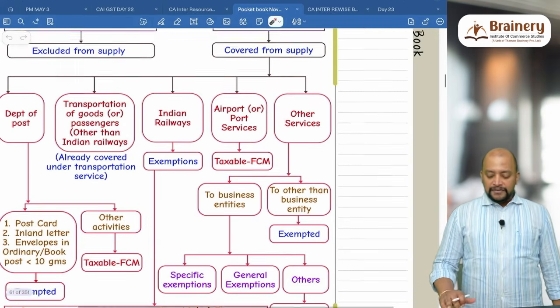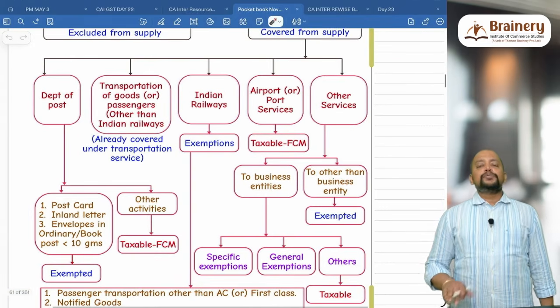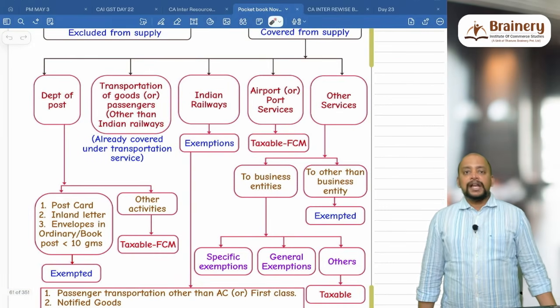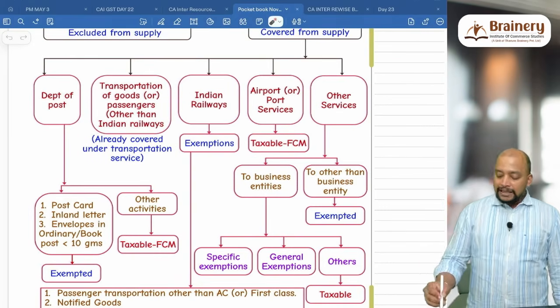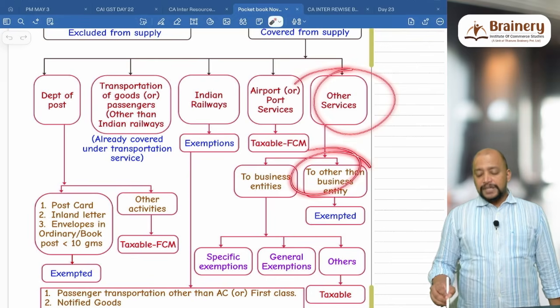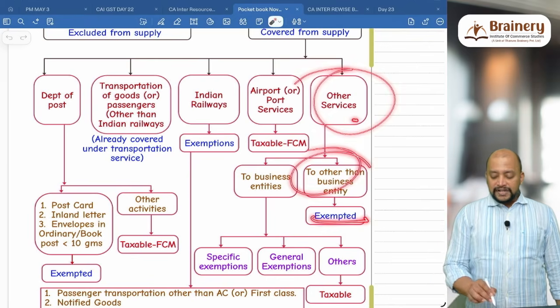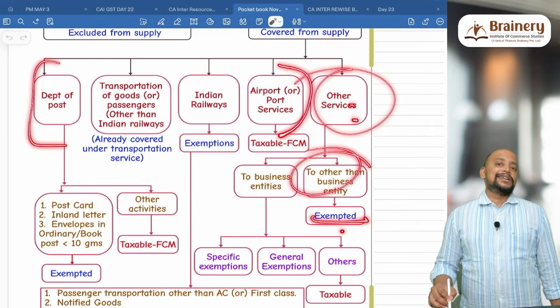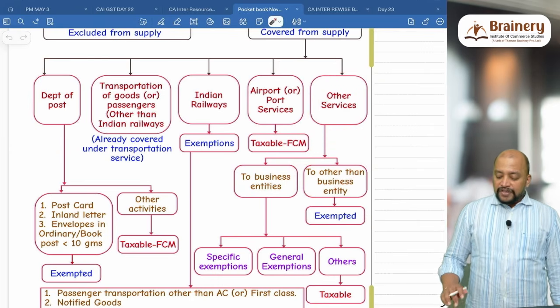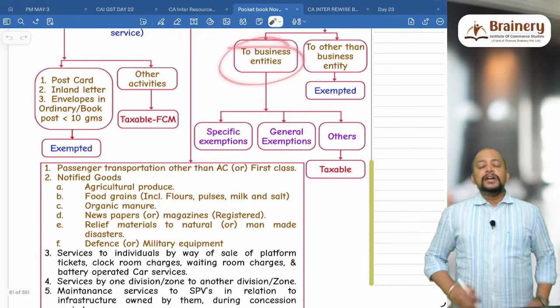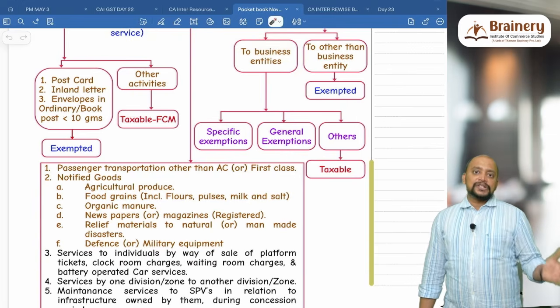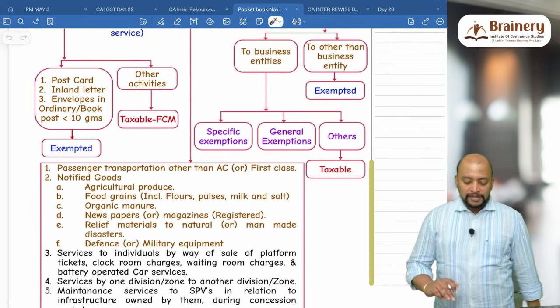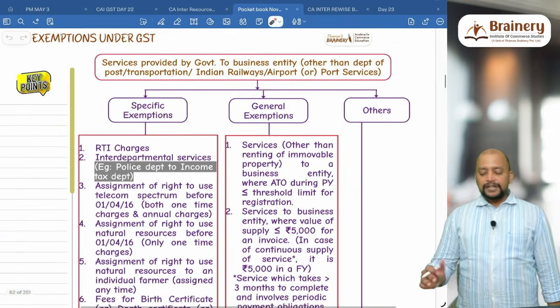That is this part. When it comes to Indian Railways, for airport or port services, we don't have any exemption, fully it is taxable. Other services to other than business entities are exempted. Other services means other than these 4 services provided to other than business entity, that is individual, will be exempted. If it is provided to business entities, we have general exemption, specific exemption, general exemption, other cases it will be taxable. So that is a continuity in the next page.